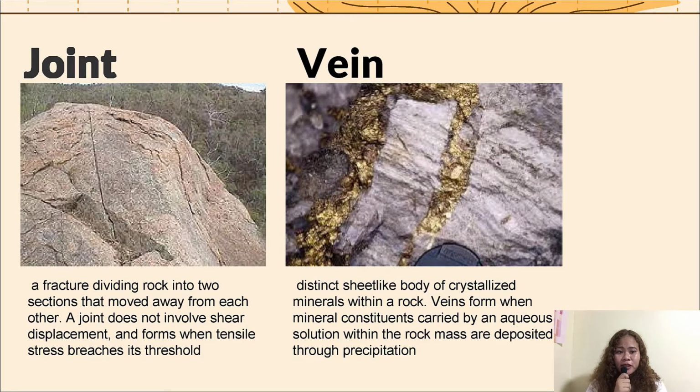The joint is a fracture dividing rock into two sections that move away from each other. A joint does not involve shear displacement and forms when tensile stress reaches its first threshold. Next is the vein. The vein is a distinct sheet-like body of crystallized minerals within a rock. Veins form when mineral constituents carried by an aqueous solution within the rock mass are deposited through precipitation. So veins are commonly seen in rocks in nearby shores.